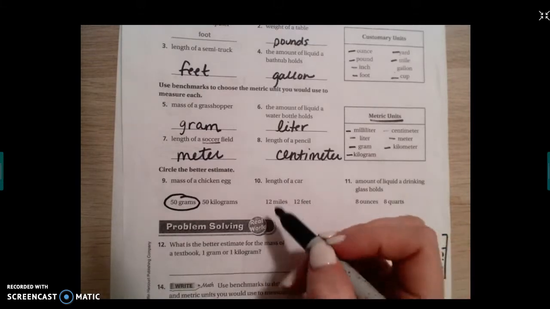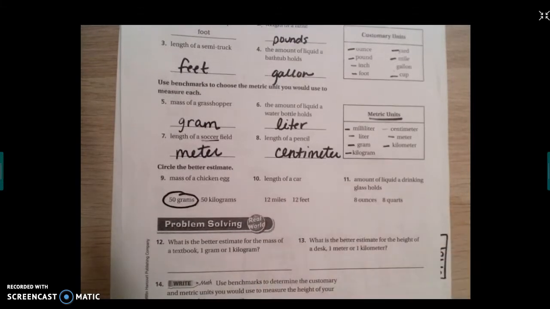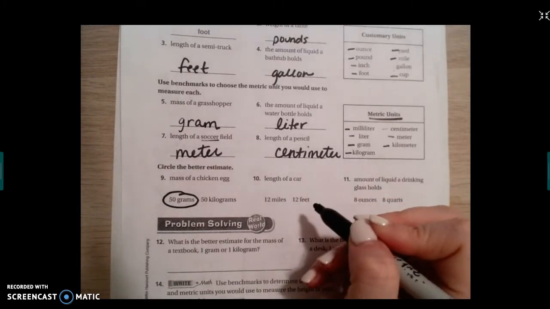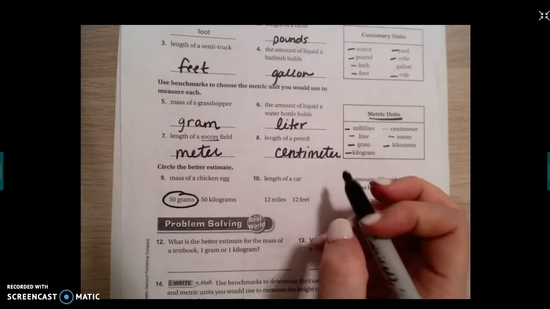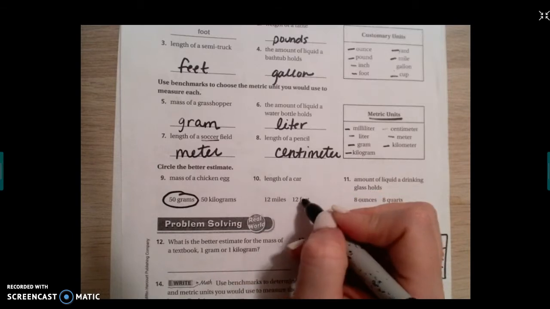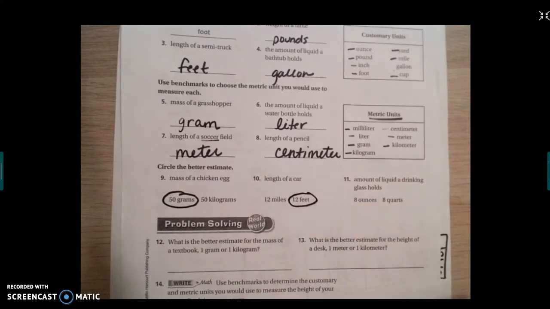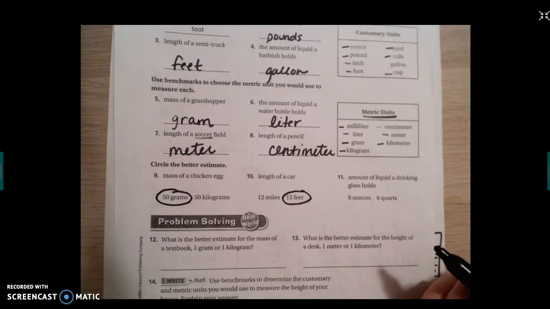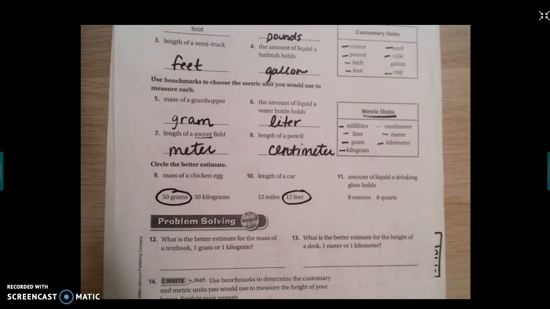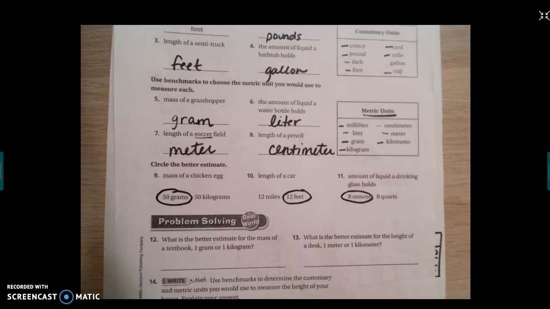The length of a car, 12 miles or 12 feet? So if you think about it, a mile, it said it would take you about 20 minutes to walk. So would it take you 20 minutes to walk the length of a car times 12? It should be 12 feet, not 12 miles. The amount of liquid a drinking glass holds. 8 ounces or 8 quarts? It should be 8 ounces.